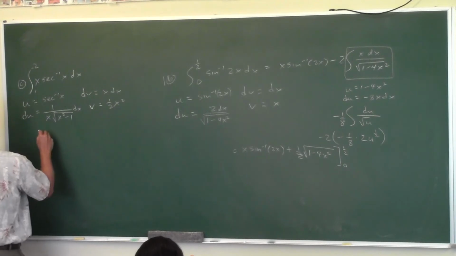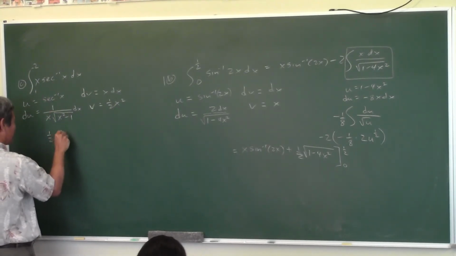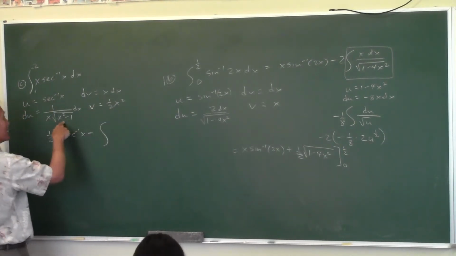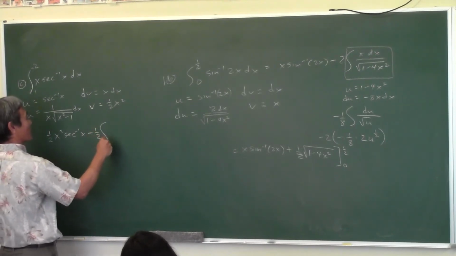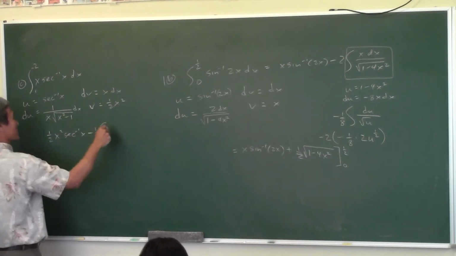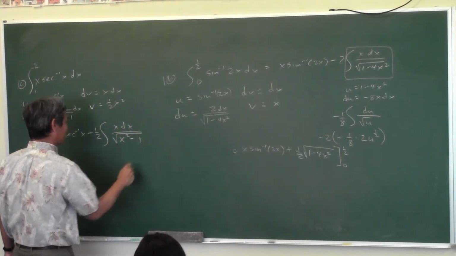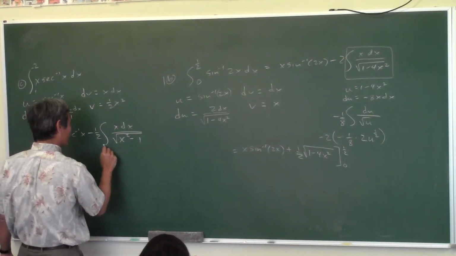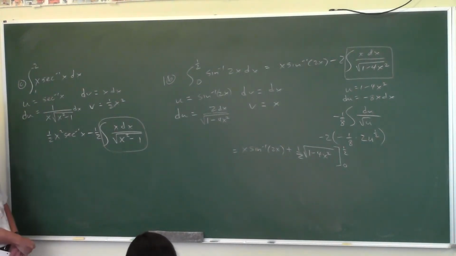Okay, here we go. So the original integral is equal to uv minus the integral of v times du. See, if you had absolute value of x there, you're in trouble. I'm going to throw the 1/2 on the outside. And what happens is when the x squared and the x cancel, you get x dx all over root x squared minus 1, correct? So in order to do the original integral, you have to be able to do this integral. And how do I do that?